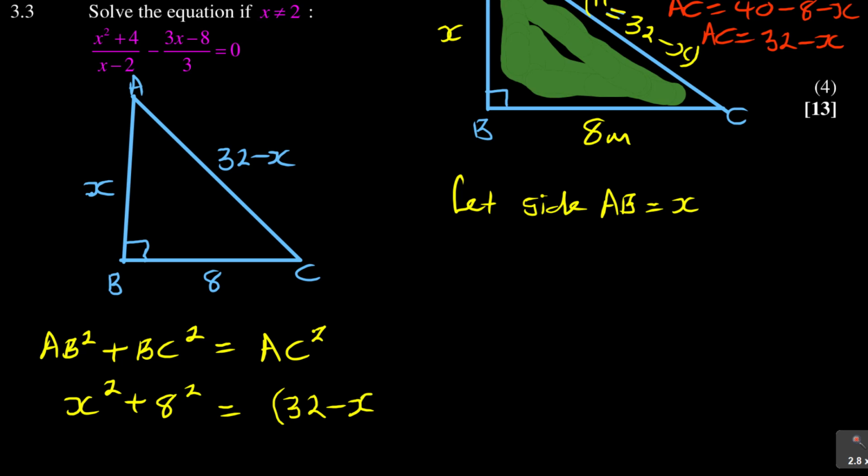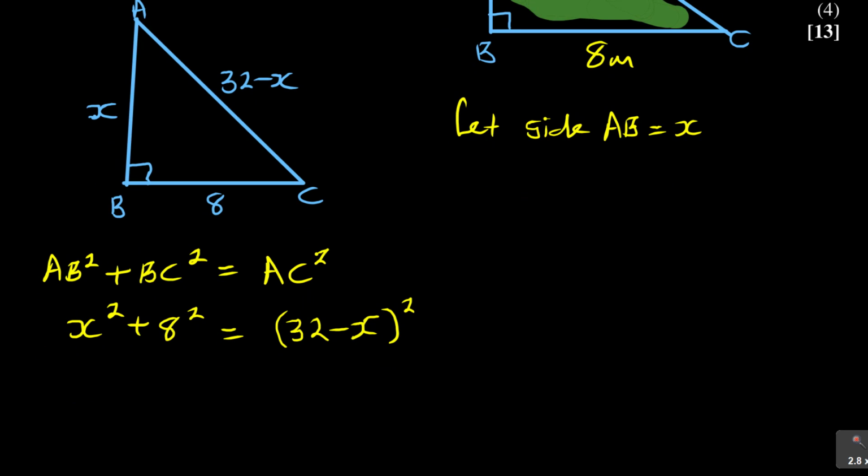The bracket is important because that goes as one thing. Don't say 32 minus x squared. If you did do that, it will appear like this, and it will appear like this. So 32 minus x squared is like the x is the only one now with a square, and you'll get everything wrong from that stage. So the bracket is very important. So from here, you need to solve for x. Now x squared plus 8 squared is equal to, now, (32 minus x) squared.